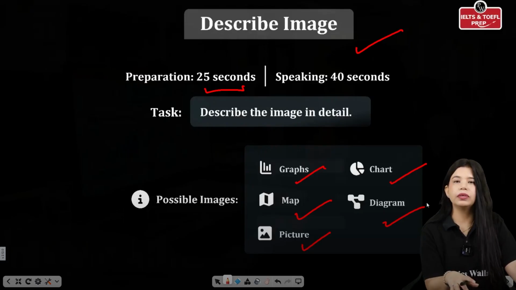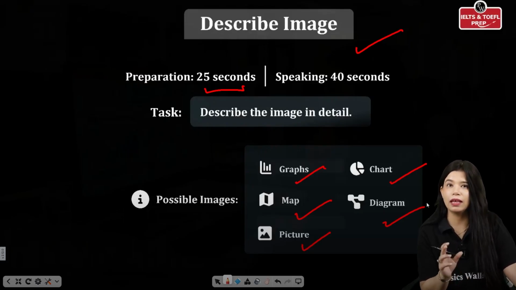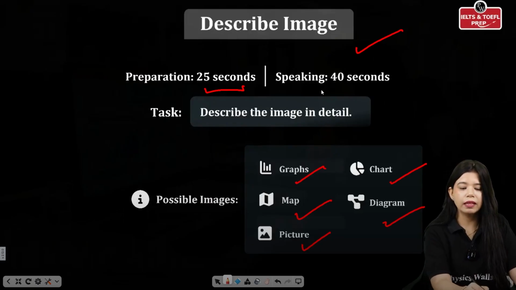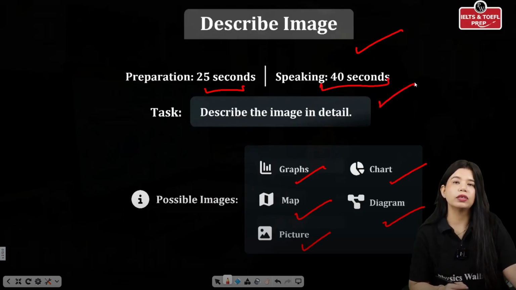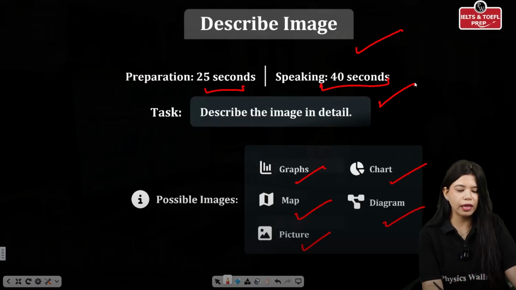So what you need to do is you need to look at the picture very nicely, intricately in those 25 seconds, and then you get 40 seconds for your response. In those 40 seconds, you simply have to describe what exactly you see in the picture. So that's what this task is all about.